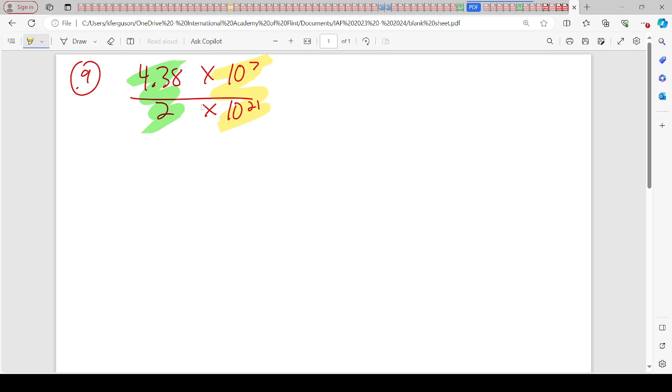No, you just need to be able to do the operation. So 4.38, I'm going to divide it by 2. I don't need to line it up. I just need to divide by 2. So what's that going to be? That's going to be 2 point, let's see, 1, 19.